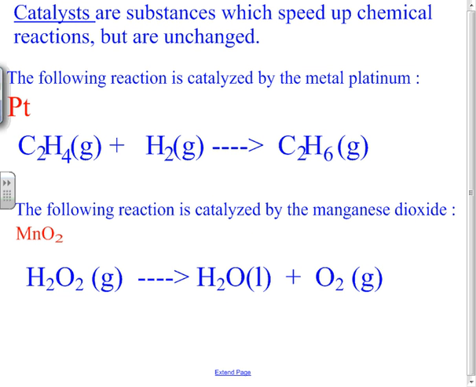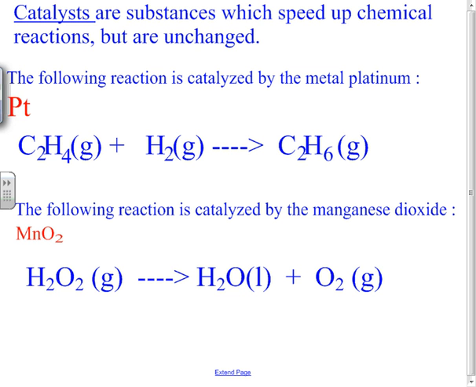Also, if there are things that are present that do not enter into the reaction but are necessary for the reaction to occur or speed up the reaction, these must also be indicated in the skeleton equation. These we call catalysts. Again, they are substances which speed up a chemical reaction but are unchanged.